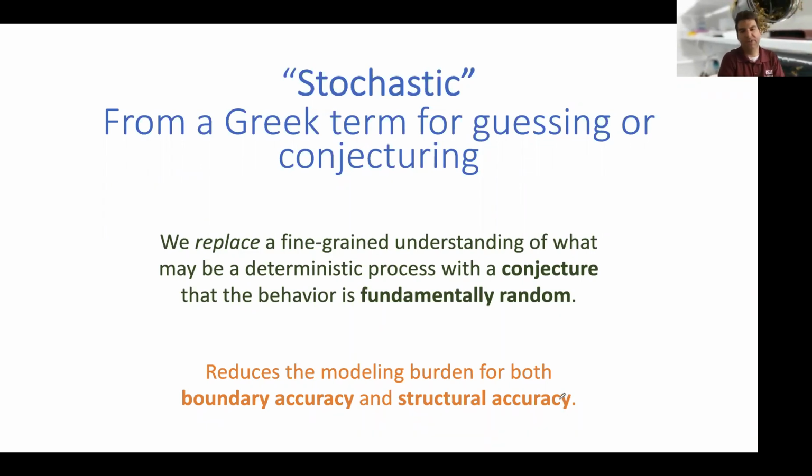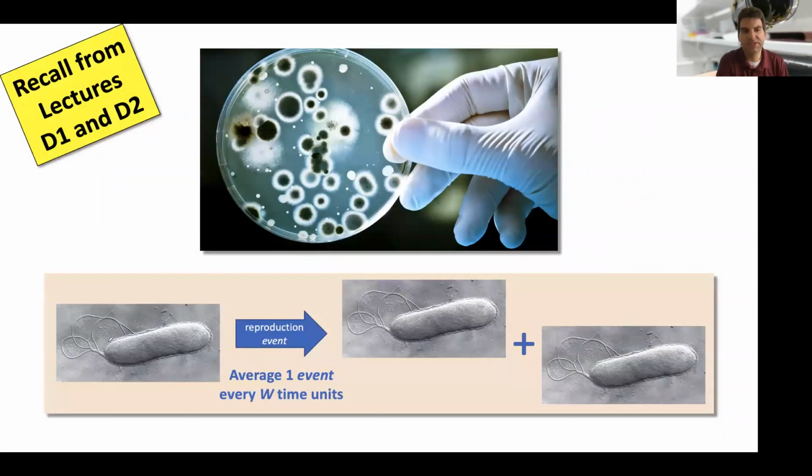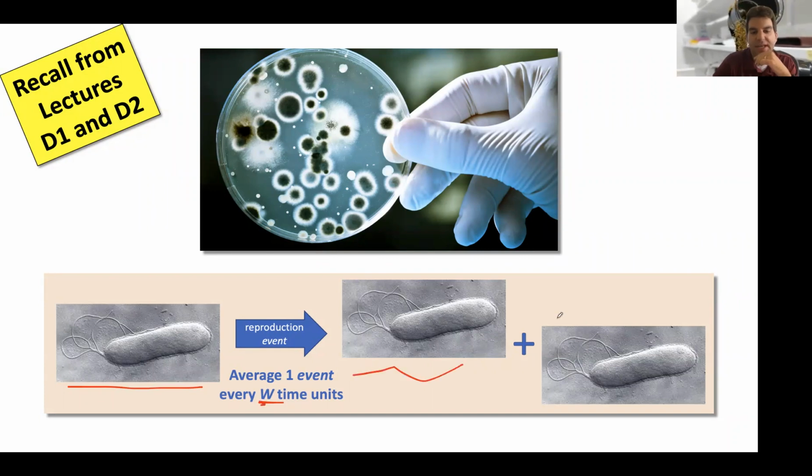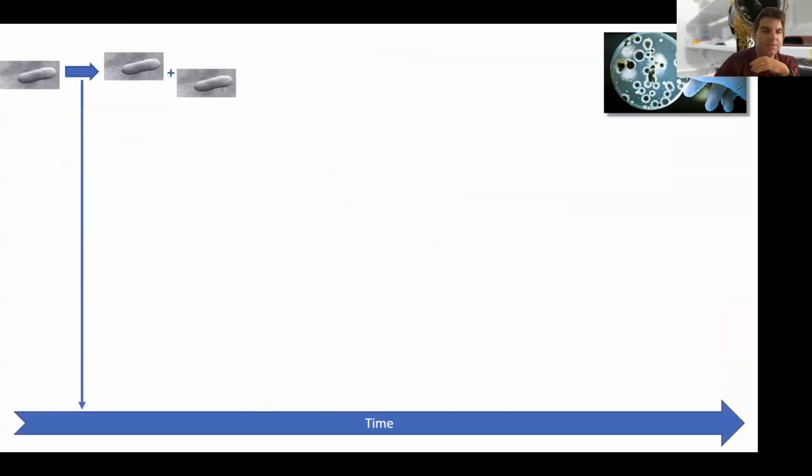So let's get out of the dog space and think about something that we've looked at in a little bit more detail. If we go back to lectures D1 and D2, this is when we introduced this bacterial growth example. In the bacterial growth example, we said that in real life, there is a single bacteria. It waits on average waiting time, W time units, before it becomes 2 bacteria. If I were to look at the timeline of growth, I can start with this 1 bacteria, and then there's going to be an event where it becomes 2.